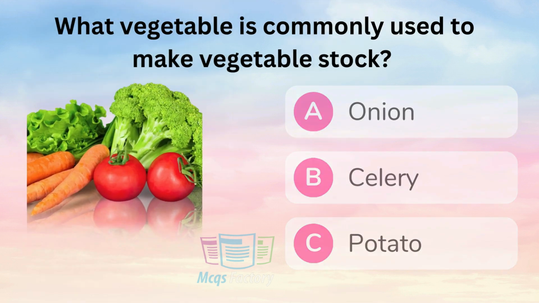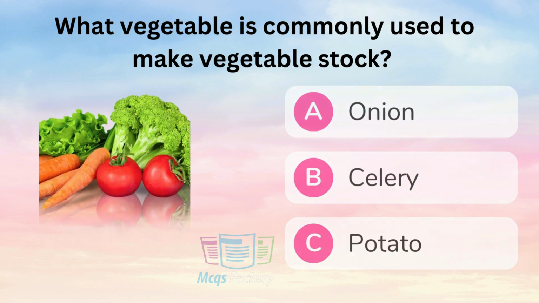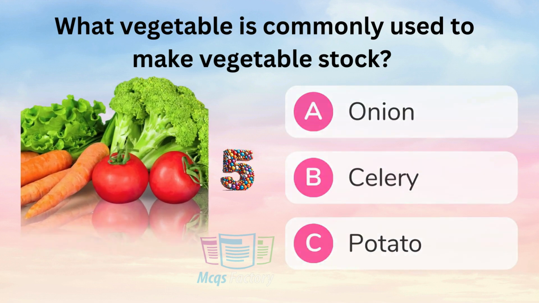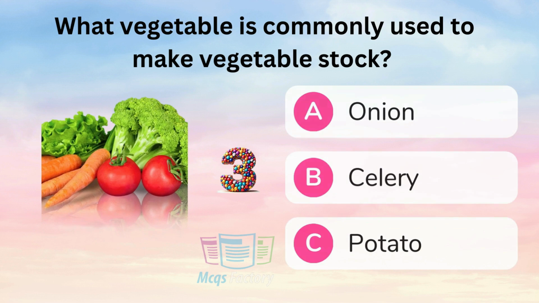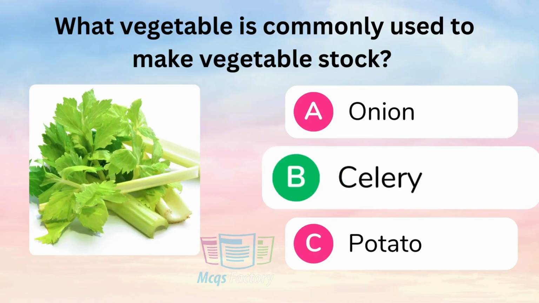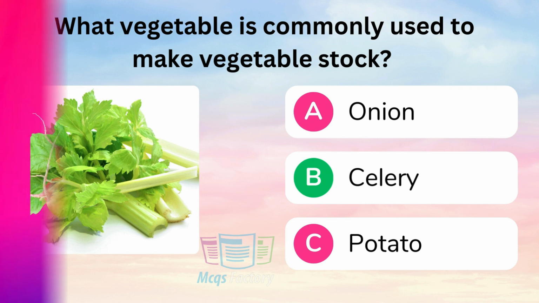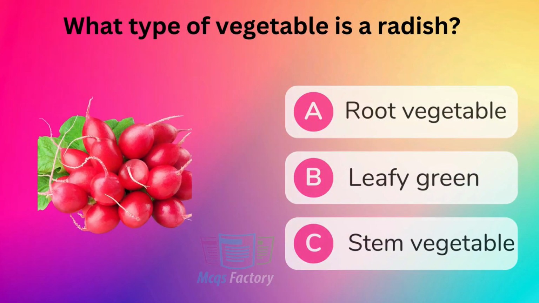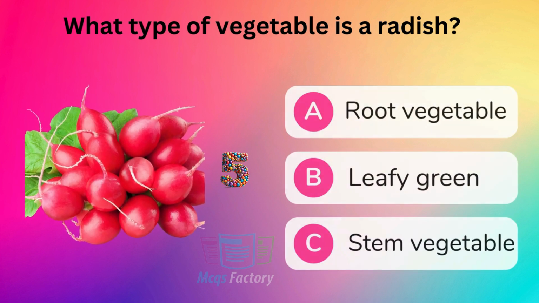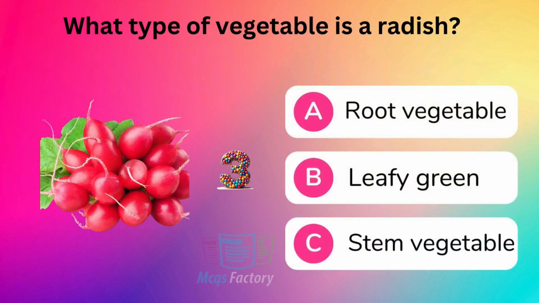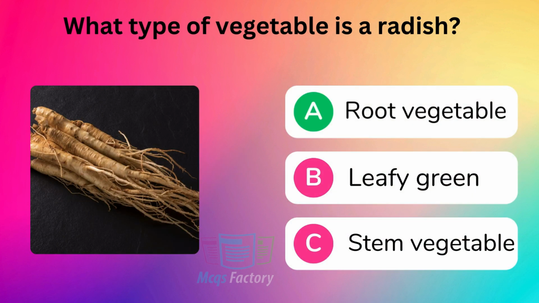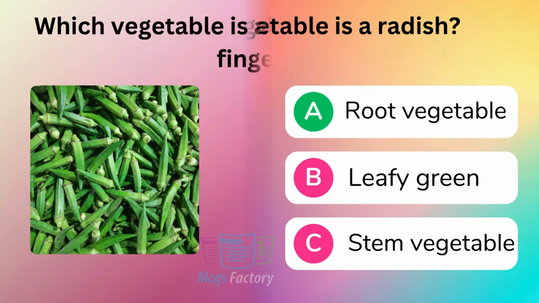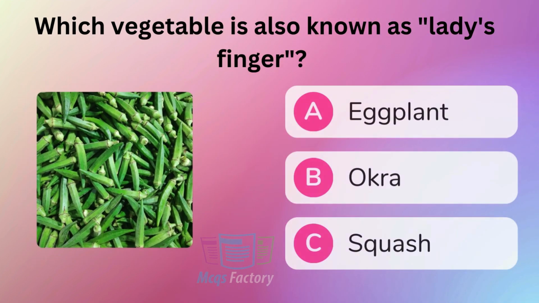What vegetable is commonly used to make vegetable stock? Onion, celery, potato. 5, 4, 3, 2, 1. Celery. What type of vegetable is a radish? Root vegetable, leafy green, stem vegetable. 5, 4, 3, 2, 1. Root vegetable. Which vegetable is also known as lady's finger?